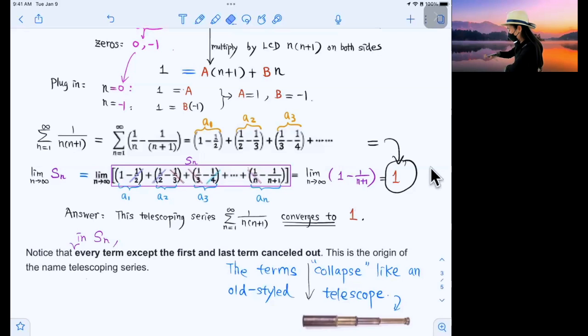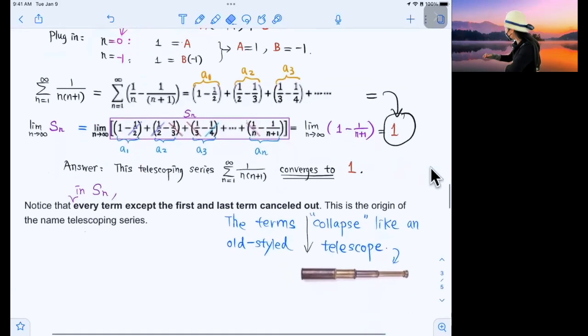Now I'm going to tell you, I drew the picture. Actually, I took this picture off the internet. I took an old style telescope. And you see those old style telescopes look like this. How does it work? They can collapse, right? Do you have that at home? No, you don't have that at home. I don't have it. But we see that in the movie sometimes. So what happened? You can actually collapse them, right?